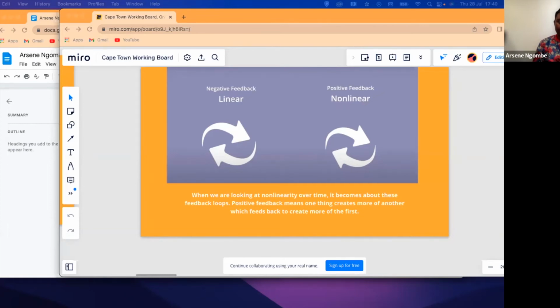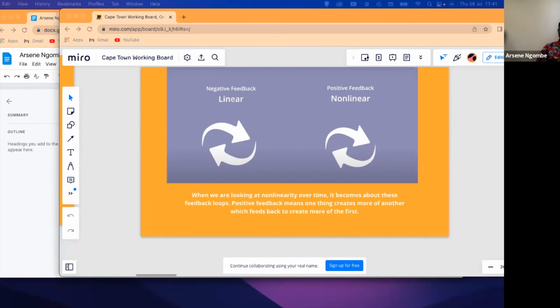Yeah, so when we're looking at non-linearity over time, a good example that I can think about now could be compound interest. If you have money in your bank account, that will create interest, and that interest will add more to the amount you have in your account, which then will create more interest, which then will add to that. And that will create basically what we call positive feedback.